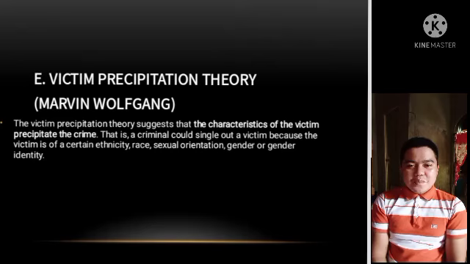E. Victim precipitation theory by Marvin Wolfgang. Victim precipitation theory suggests that the characteristics of a victim precipitate the crime, that is, a criminal could single out a victim because the victim is of a certain ethnicity, race, sexual orientation, gender, or gender identity. Example for that is the female rape victim. According to Menachem Amir, they frequently contribute to their attack by seeking a connection with a rapist.